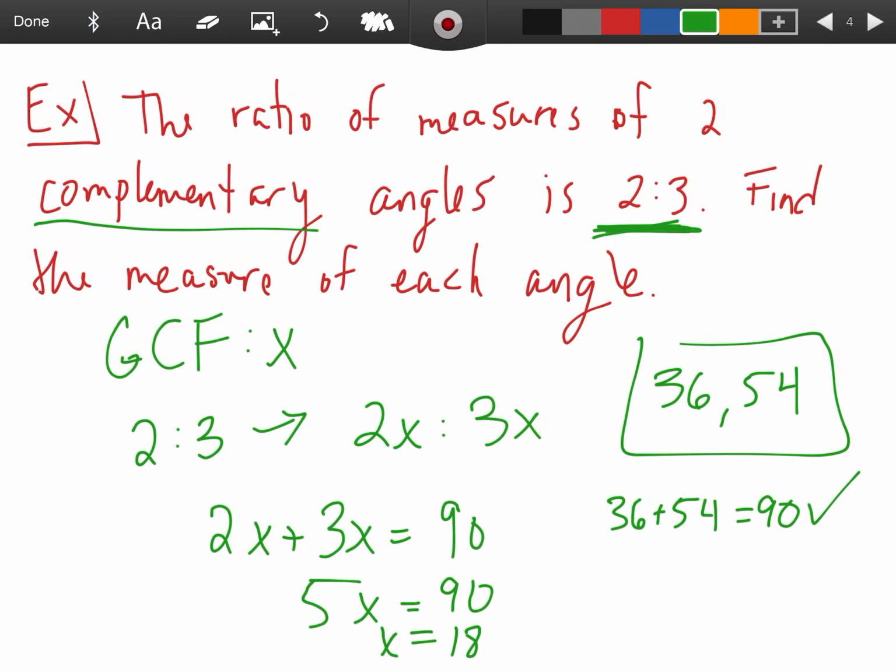And now let's just check that those are in the ratio of 2 to 3. So again, 36 over 54. I know my greatest common factor should be 18. Well, 36 divided by 18 is 2. 54 divided by 18 is 3. Perfect. So I found the measures of my angles, and I know my greatest common factor of x was really equal to 18.